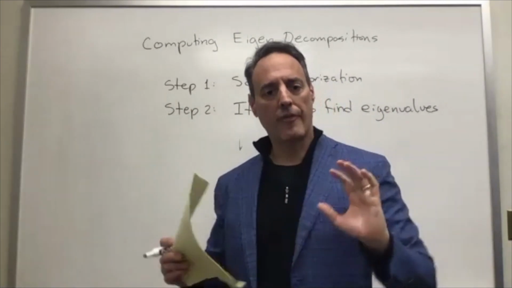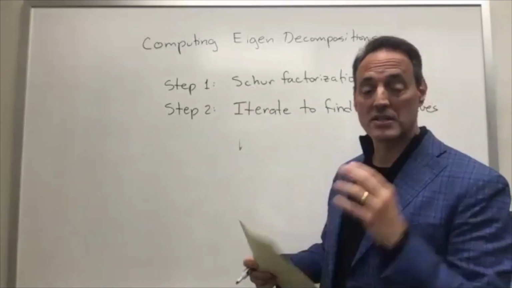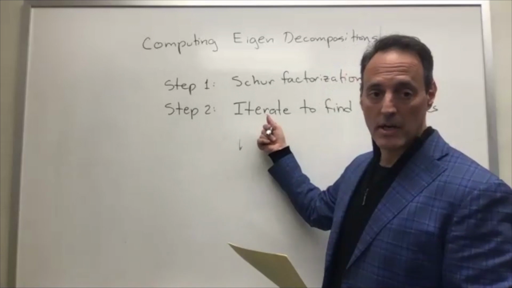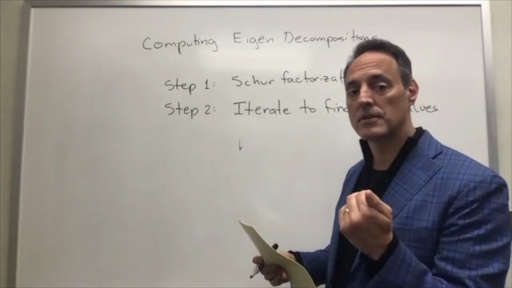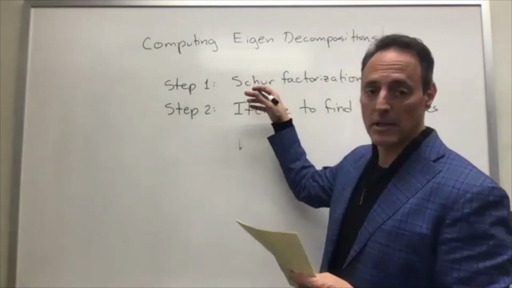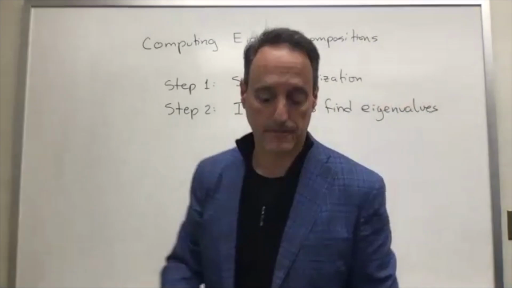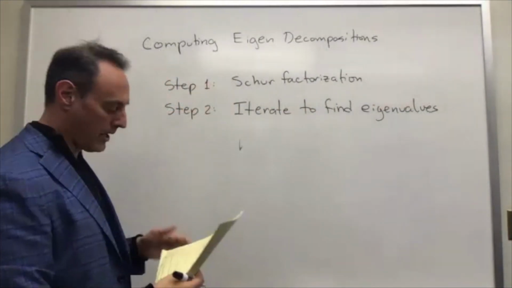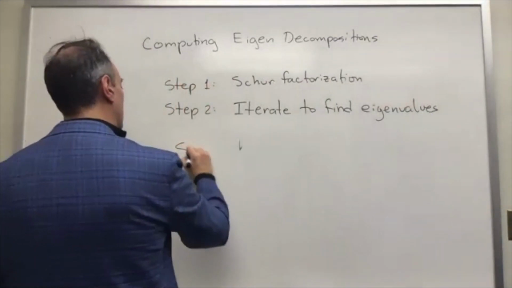What you're doing is first do a self-similarity transformation to a simpler matrix. And from that simpler matrix, iterate to the conclusion, which is iterate this thing to find the eigenvalues and eigenvectors. And then since you have the similarity transform, you get the eigenvalues and you come back and compute your eigenvectors. Okay? So let's talk about step one. Step one is the Schur factorization.